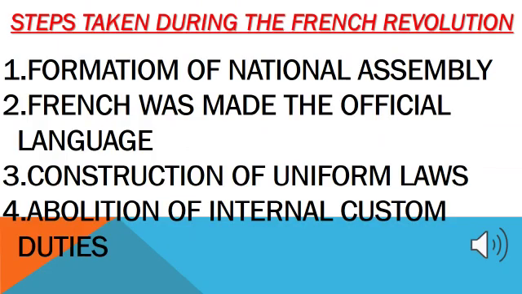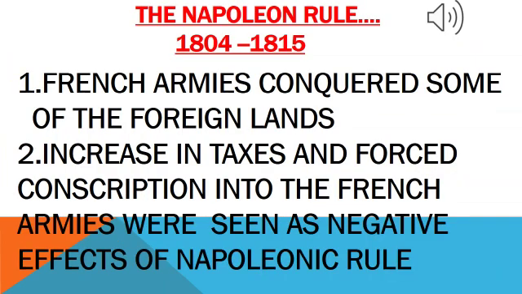Steps taken during the French Revolution were the formation of the National Assembly. French was made the official language. Construction of uniform laws was done. Then abolition of internal customs duties was also started. Meanwhile, the French armies conquered some of the foreign lands, freeing them from the monarchs.